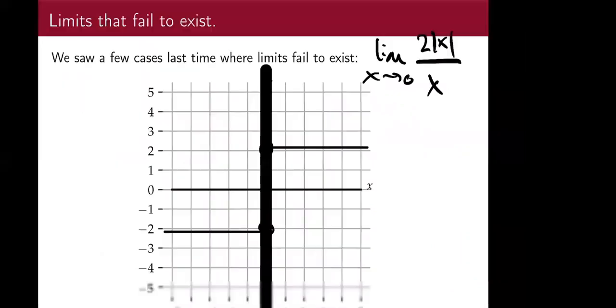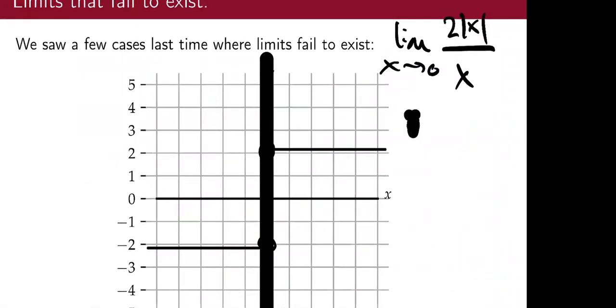And so the function itself never settles down to one value as we approach 0. And so this limit does not exist. Oops. This limit does not exist. Are there any questions about that? Why that limit doesn't exist?